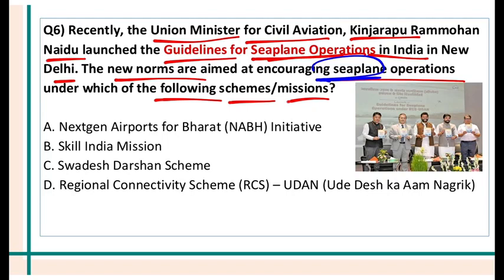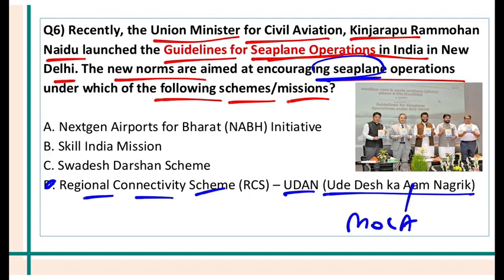For a lot of hotels, it is mandatory. Now, seaplane operations will be encouraged as a part of the Udan scheme, Ude Desh Ka Aam Nagrik, which is a regional connectivity scheme by the Ministry of Civil Aviation. These guidelines prioritize the safety and security of seaplane operations in India, right? And there will be no need for a waterdrome license. If you want seaplane operations, there will be no need for a special waterdrome license.